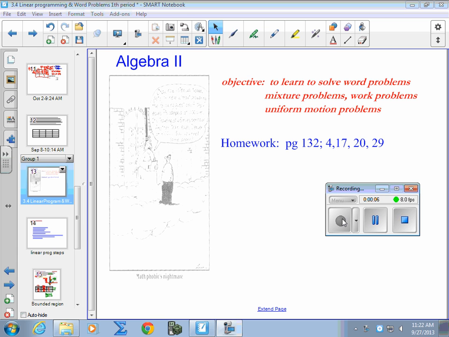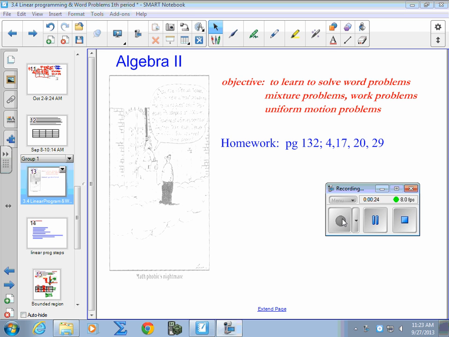Programming, and we're going to be working word problems, but today I'm just going over how to graph some things, find the vertices, and then find a maximum value and a minimum value. Like I said, it's 3.4.